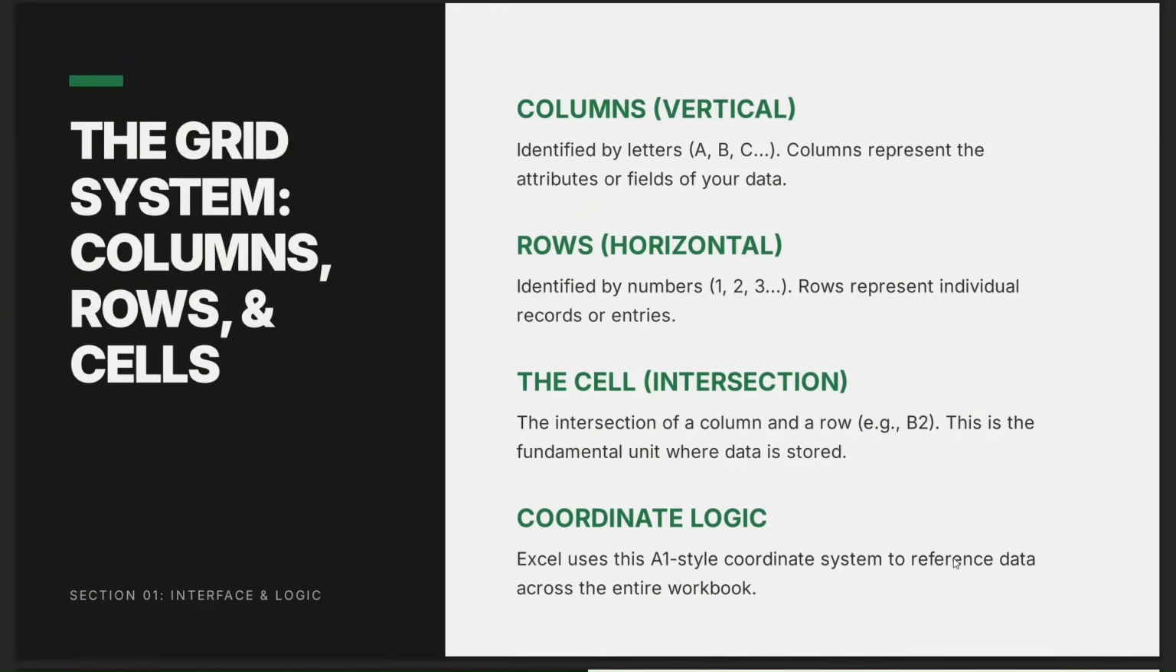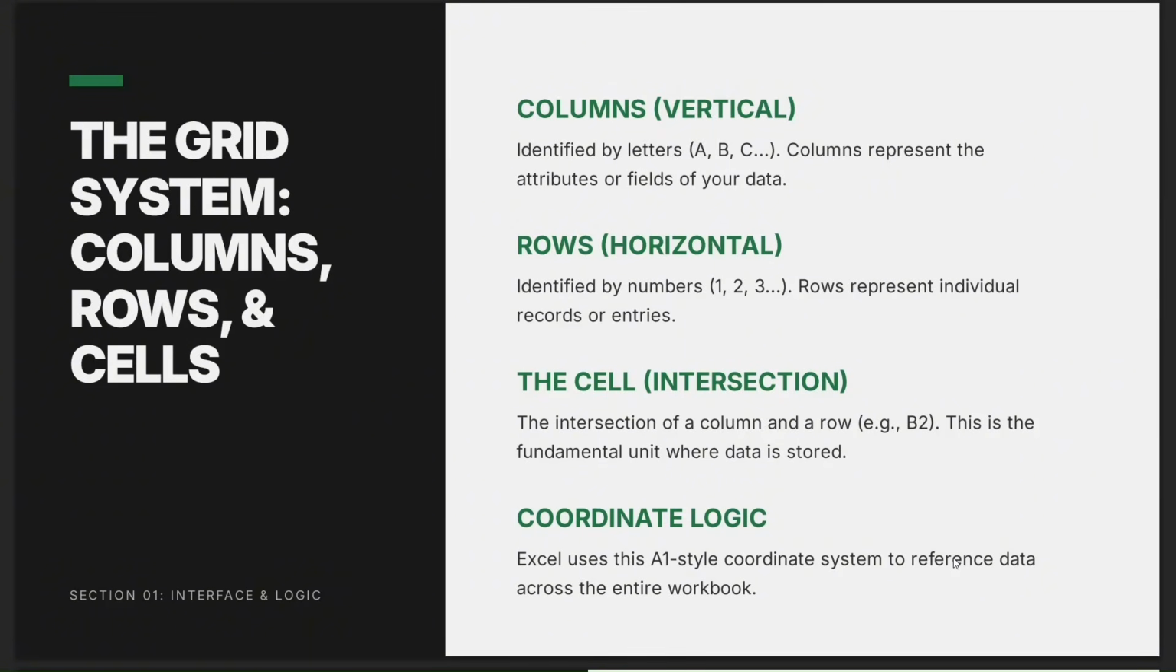The grid system is a bunch of columns, rows, and cells, and we'll go into slightly what these all mean. But columns are vertical and they're identified by letters, and you'll find them at the top essentially of your worksheet. They go from A all the way to Z, and if your data is longer or bigger, it will go on to AA, AB, etc. So these columns represent attributes or fields of your data.